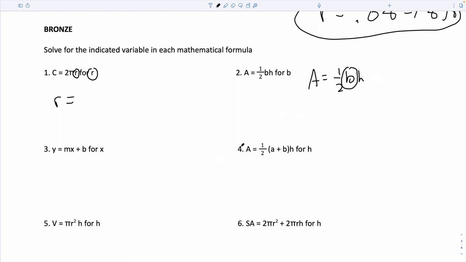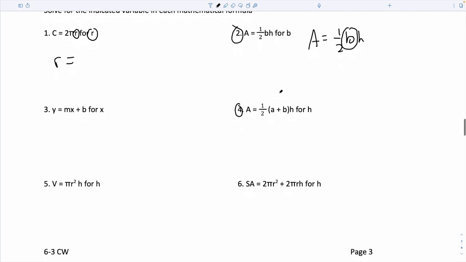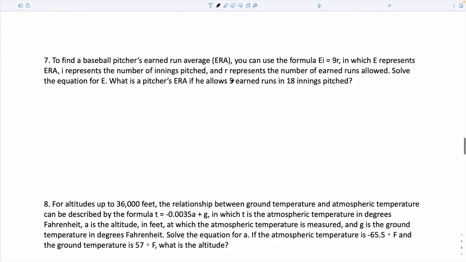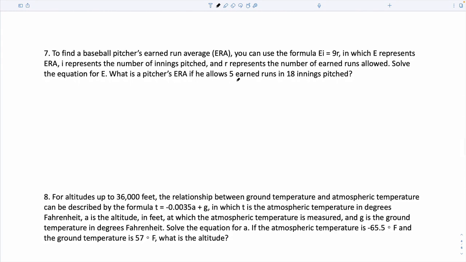Same thing for 4. We'll loop back and talk about 2 and 4 in about 5 minutes. Do your best to try to sort that out with your partner. When you get to 7, you'll have to actually plug numbers in.